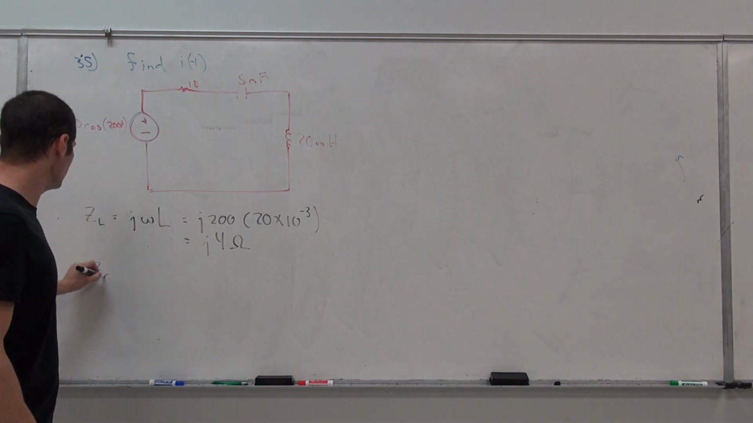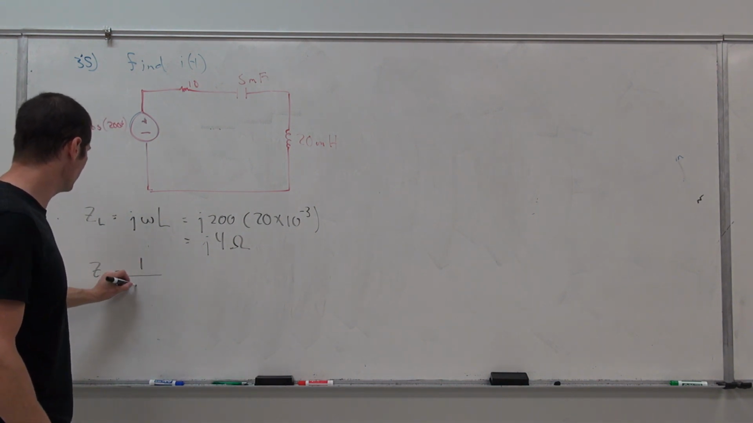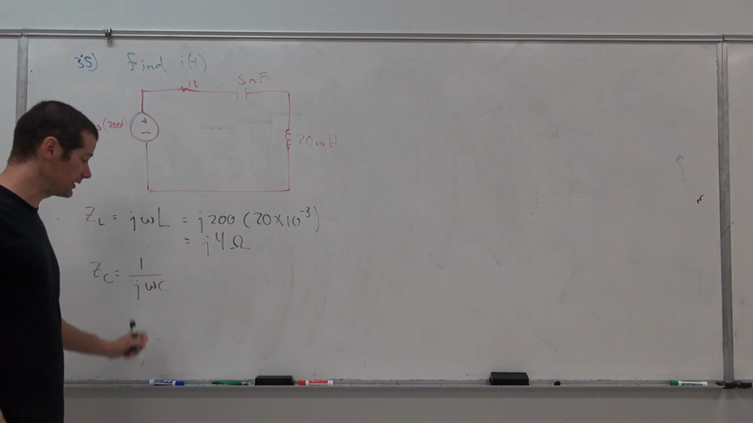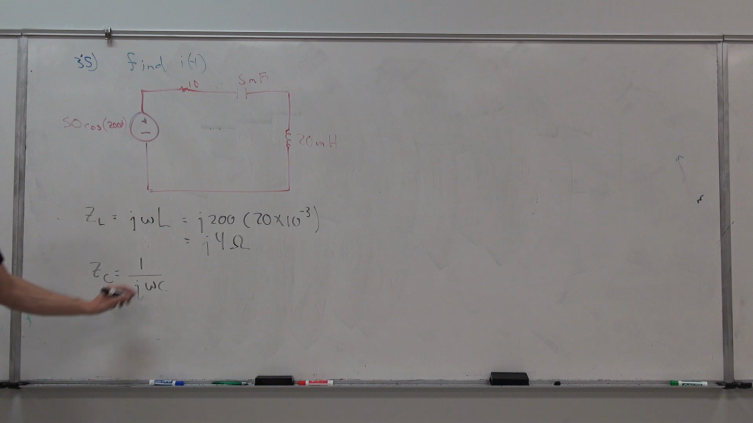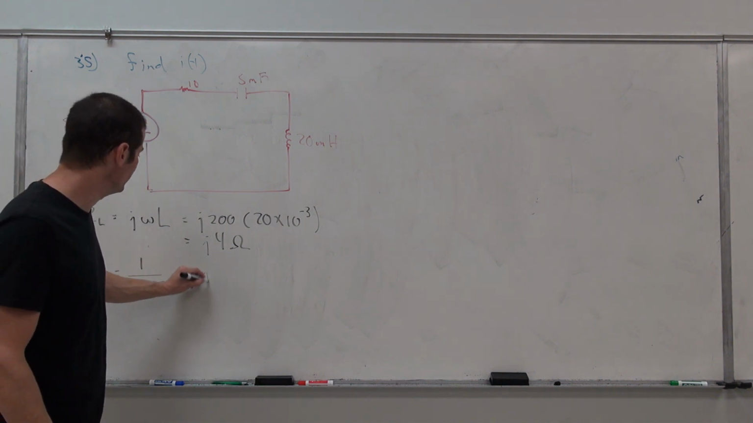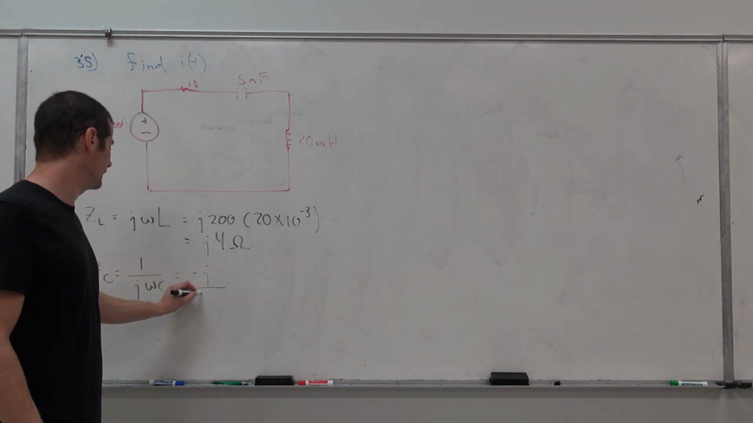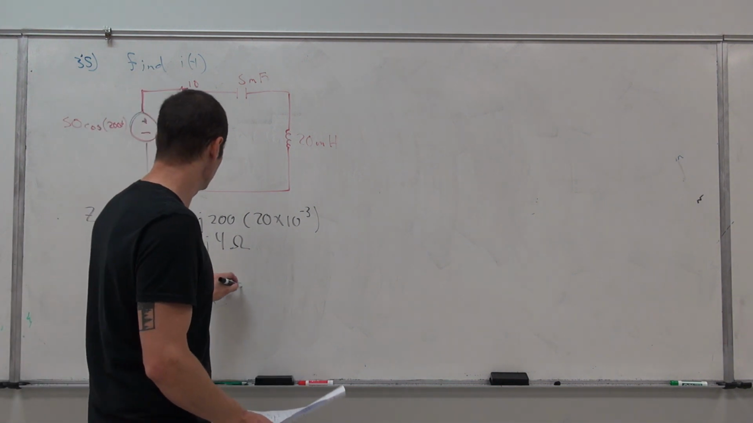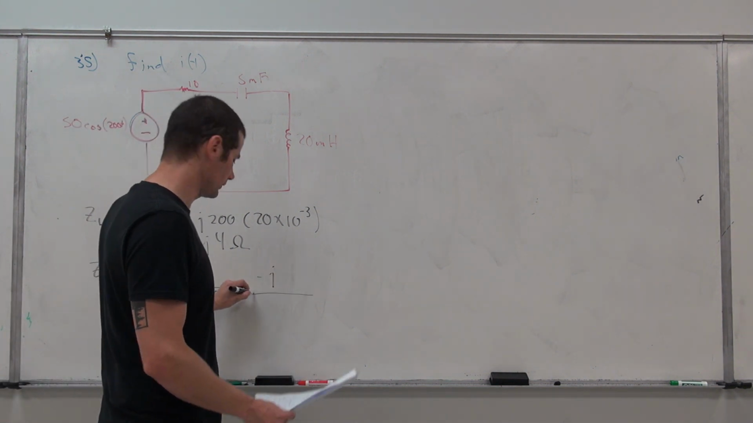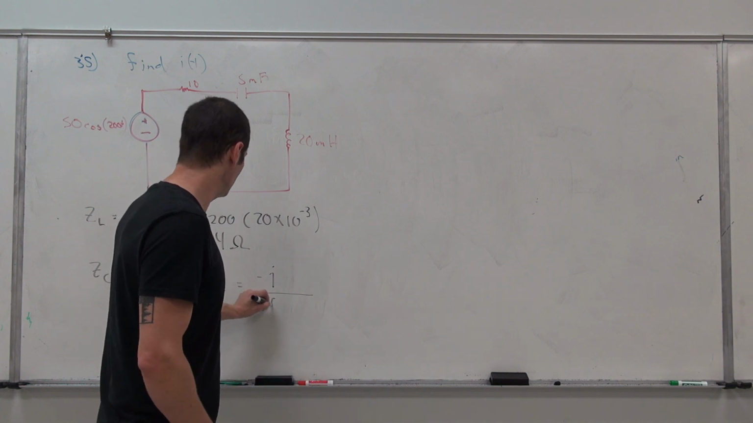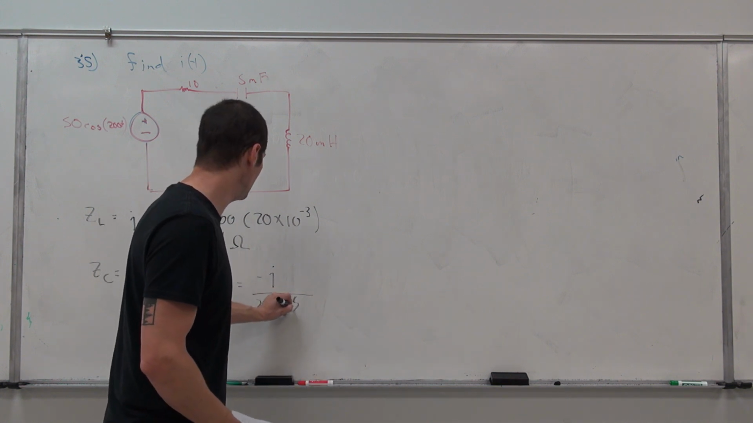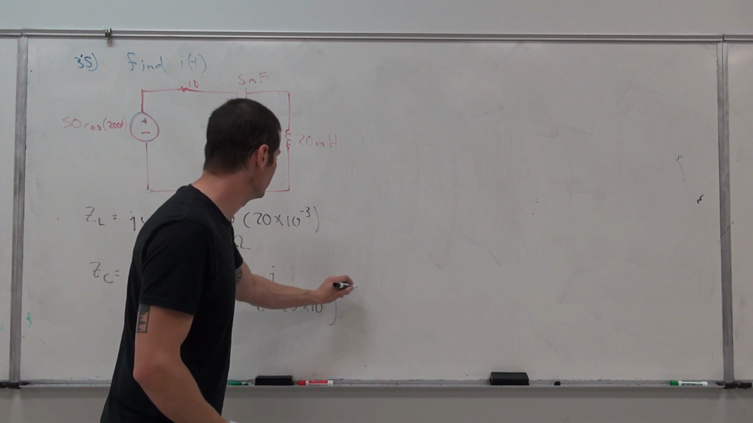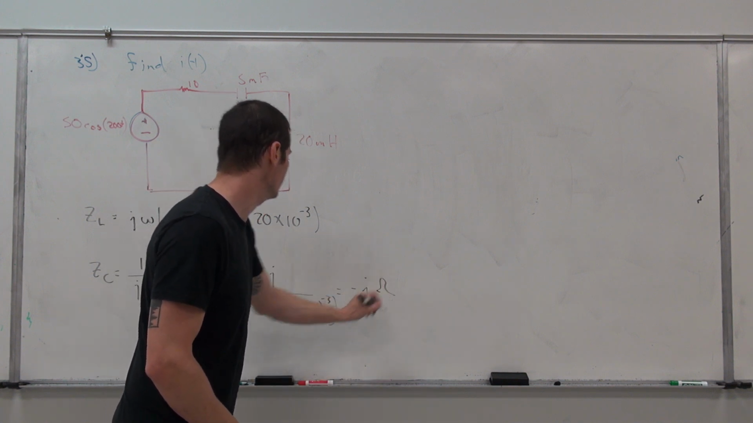Now for ZC, that's 1 over j omega C. 1 over j becomes equal to negative j, so we get negative j over 200 times 5 times 10 to the negative third, and that comes out to be equal to negative j ohms.